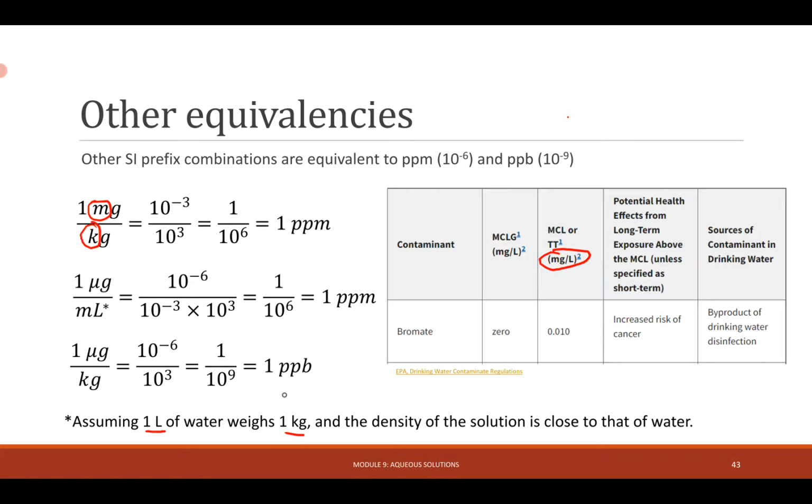If your solution is extremely dilute, like these ppm and ppb units mean they're for very dilute solutions, then you can assume that the density of the solution is essentially the same as that of pure water, because there's just not very much solute in there. If you have a much greater concentration, then you can't make that assumption. But that's how they're switching between these random volume units and mass units. They're making an assumption about the density.